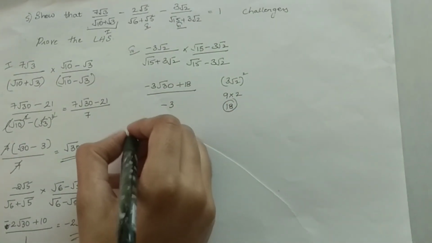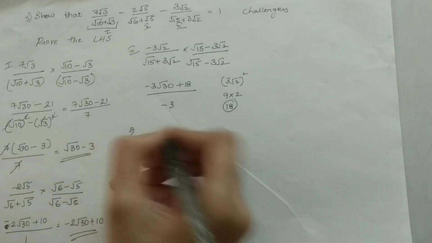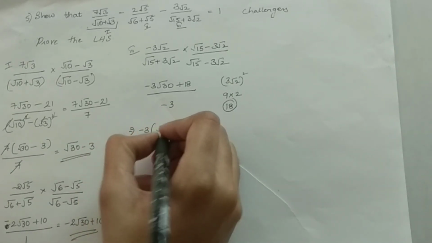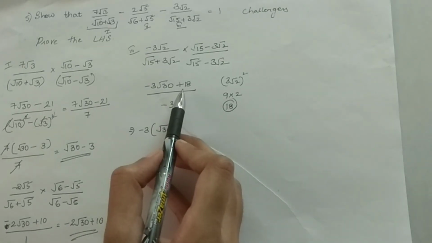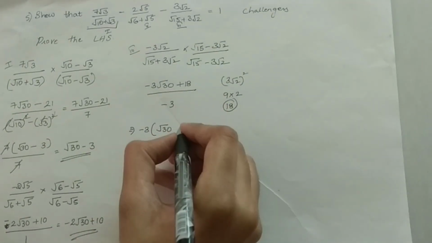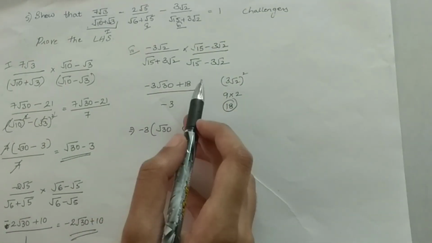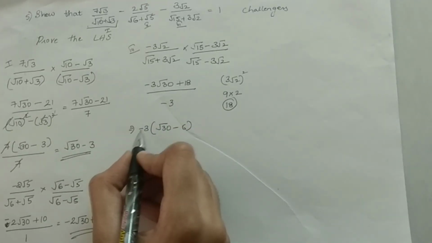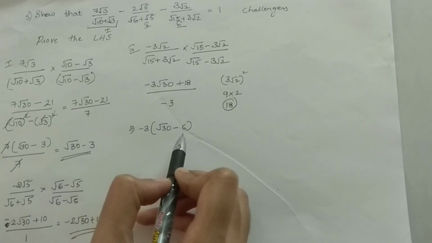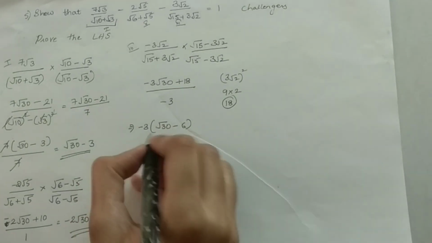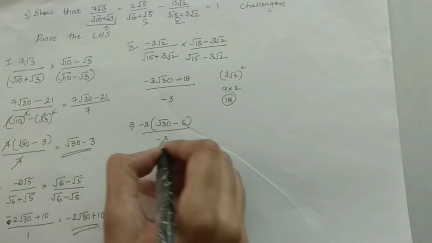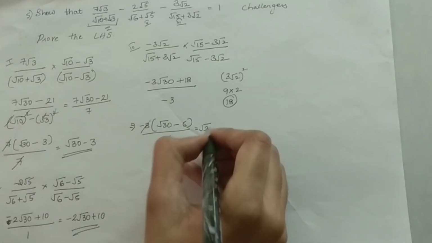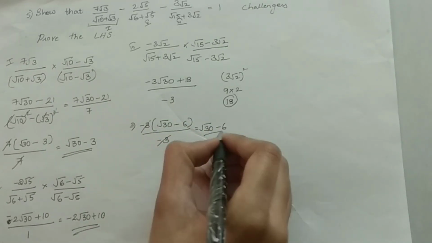Now again here we're going to take minus 3 as common. Minus 3 into root 30, now plus 18 is there. But you can't simply write plus 6. 3 times 6 is 18, but if you want plus, here it should be minus, because minus into minus is plus. Minus 3 into minus 6 is plus 18. Divided by minus 3. Minus 3 will get cancelled and it is root 30 minus 6.